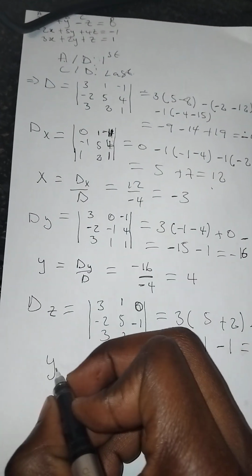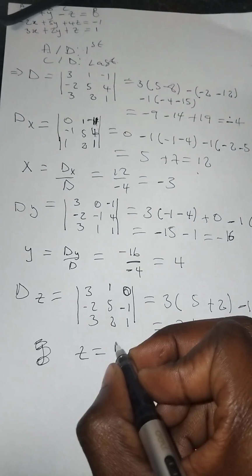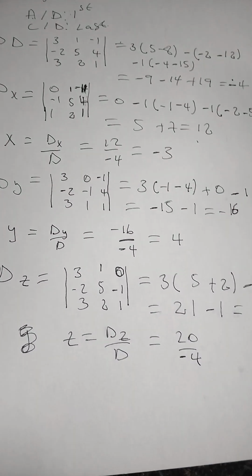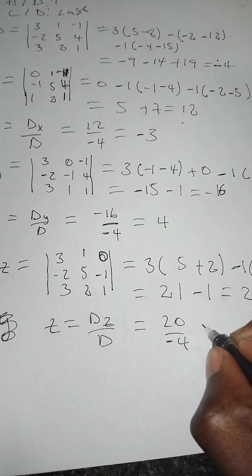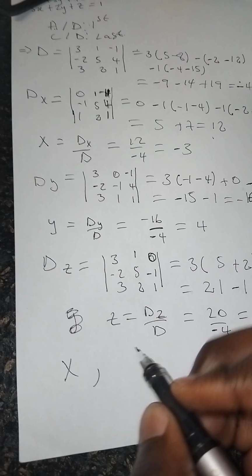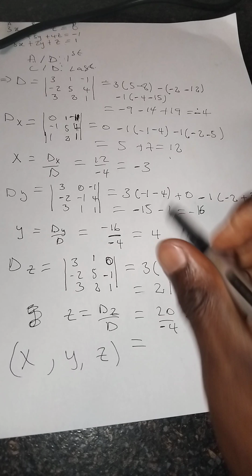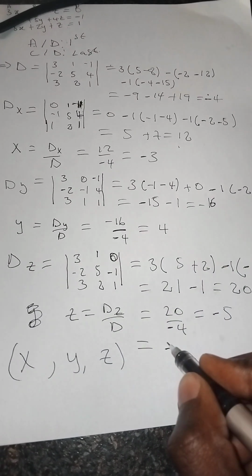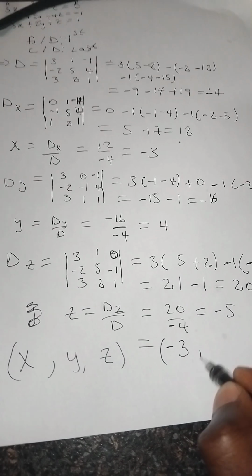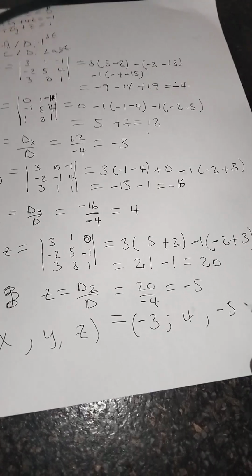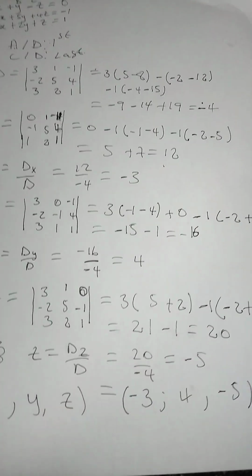So if dz is 20, then z is going to be dz over d, and we know dz is 20 and d is minus 4. So that is going to be equal to minus 5. Okay, so now we have found all the values of x, y, and z. So our solutions, x is minus 3, and y is 4, then z is minus 5. Okay, so those are the solutions to this system of equations.